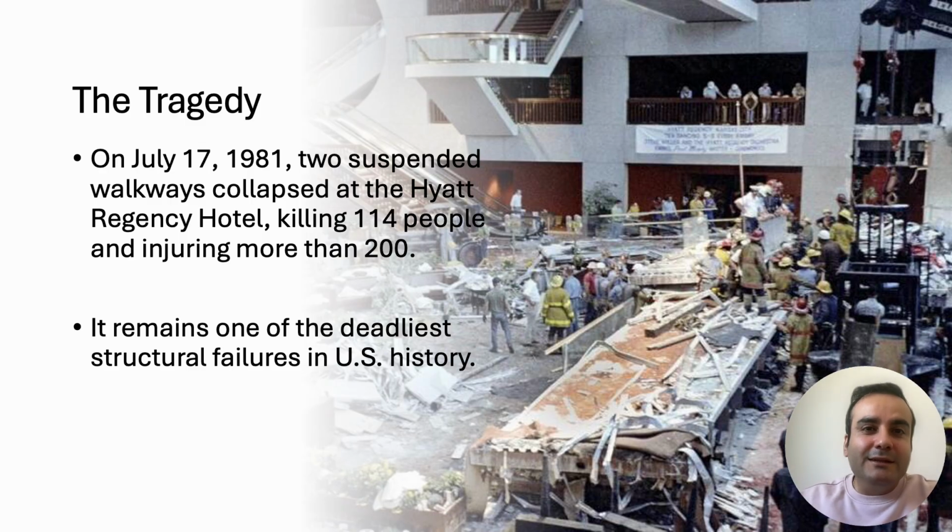On July 17, 1981, a horrifying incident unfolded at the Hyatt Regency Hotel in Kansas City. Two suspended walkways collapsed during a dance competition, killing 114 people and injuring over 200. It was a catastrophic failure not just structurally, but ethically and professionally. This tragedy didn't occur because engineers lacked software or tools. It happened because of design oversight, poor communication, and most importantly, a failure to reevaluate the load paths after a change in design.